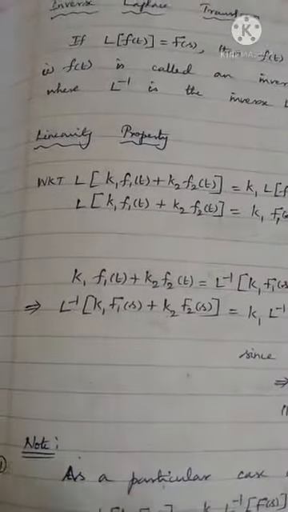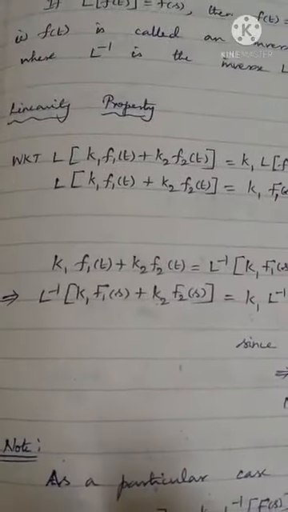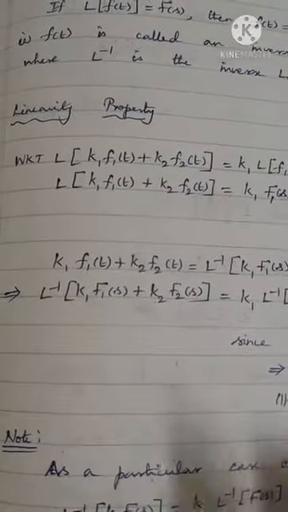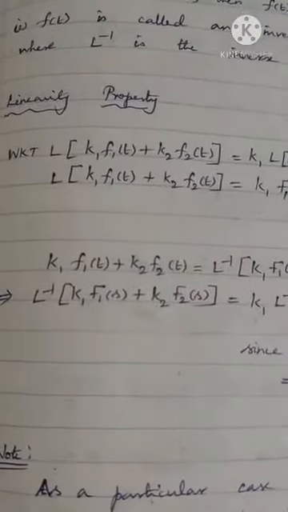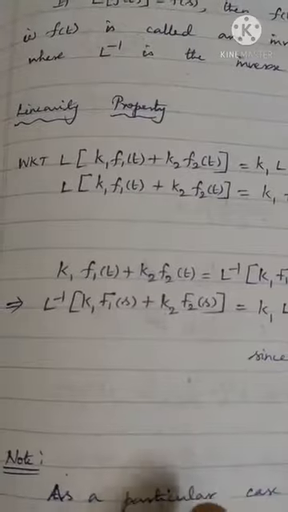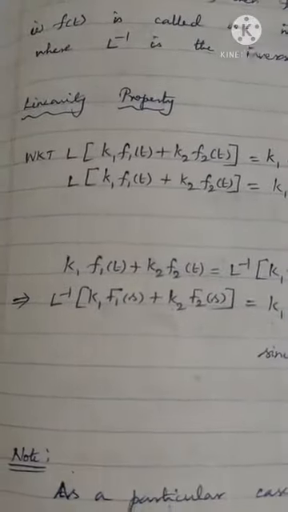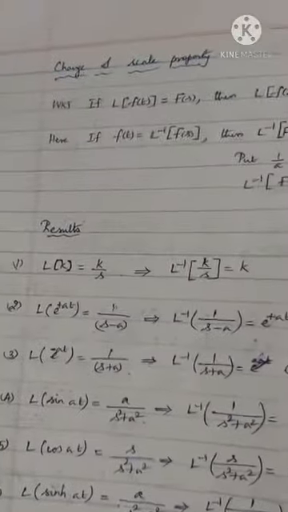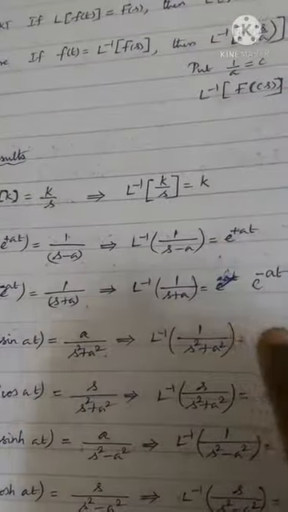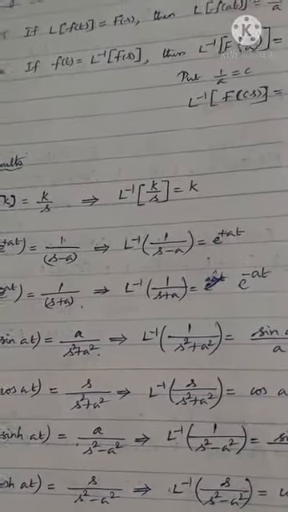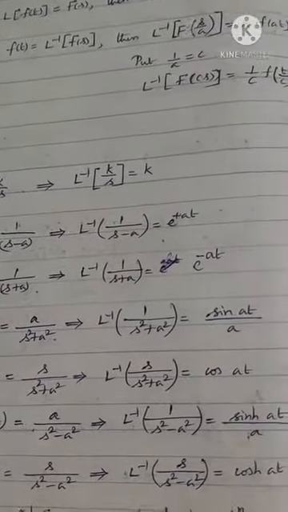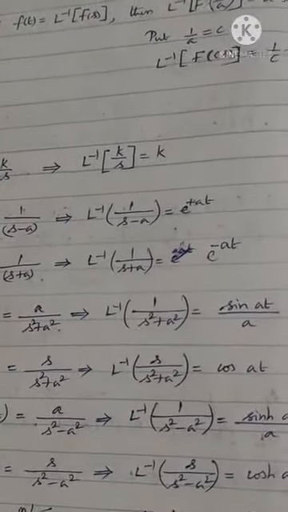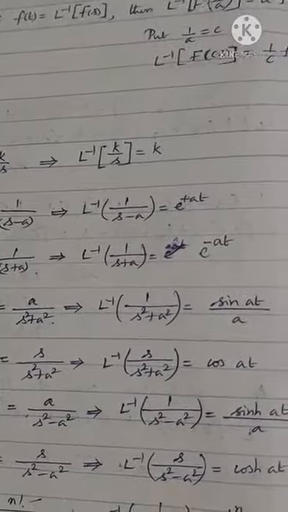In the first half of the unit, we had a function of t and found the answer in terms of s. Here we will have a function of s, and we find the answer in terms of t. So you know the results. L inverse of k by s is k. L inverse of 1 by s minus a is e power at. L inverse of 1 by s plus a is e power minus at.